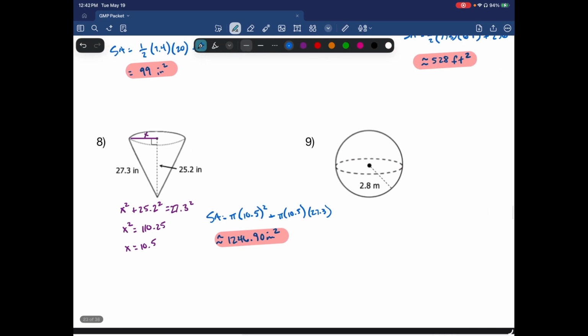Okay, and then your sphere is really straightforward. The surface area and the volume formula for a sphere are really straightforward. Here it's 4 pi r squared. So this is going to give me 4 pi times 2.8 squared, which is going to give me 98.52 meters squared for my surface area. All right, that's the hard part. Volume is much more straightforward. Pyramids, cones, and cylinders.